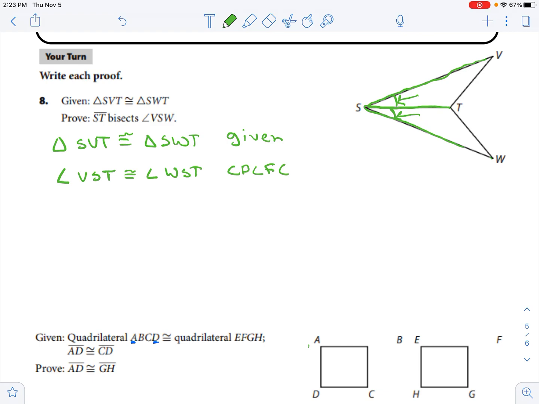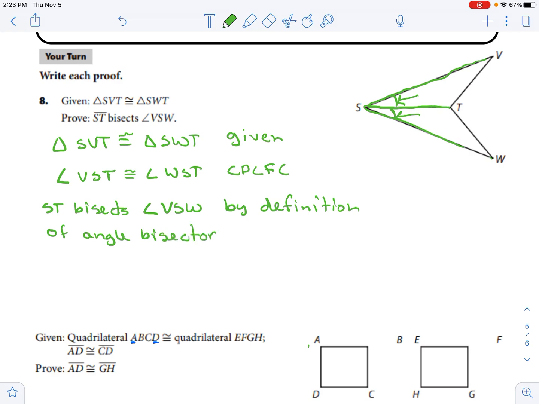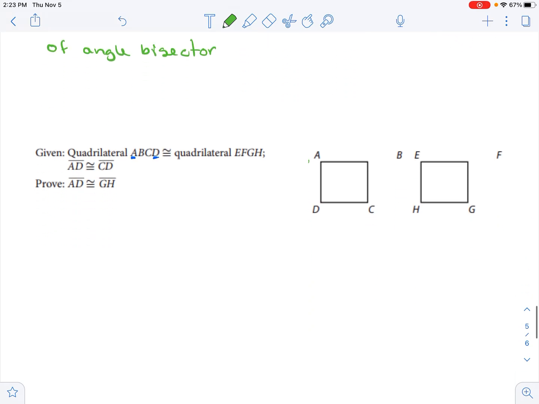So then we know that ST bisects angle VSW by definition of angle bisector. To bisect it means to cut into two equal parts. We know that those are congruent because the whole triangles are congruent. So that would be our proof.